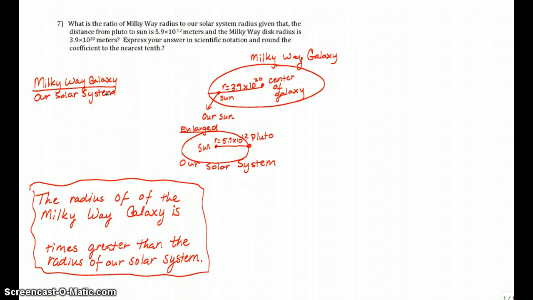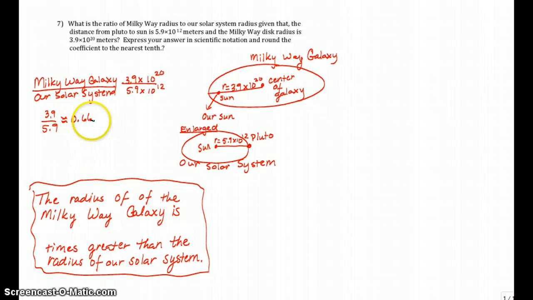So the Milky Way galaxy is 3.9 times 10 to the 20th, and our solar system is 5.9 times 10 to the 12th. If you take 3.9 and divide it by 5.9, you end up with 0.66 approximately, because we're rounding it to the nearest tenth when we're done. I'm going to put it at 0.66 right now. When we're finished, it'll actually be rounded to the tenths.